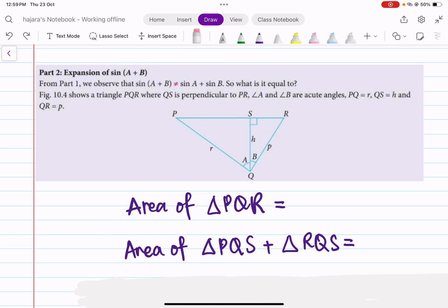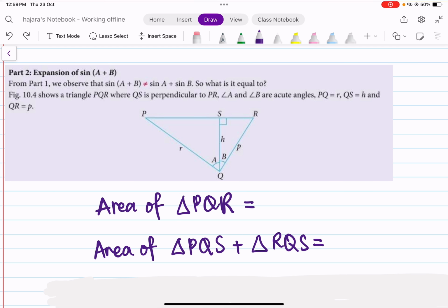It's made up of two right angle triangles, SPQ and RSQ. First, let us write down the area of triangle PQR, in terms of H, R, P, A or B where relevant. Using our area of triangle formula, which is half A times B times sine C, if I have these two sides and this angle, the area of this triangle would be half times A times B times sine C.